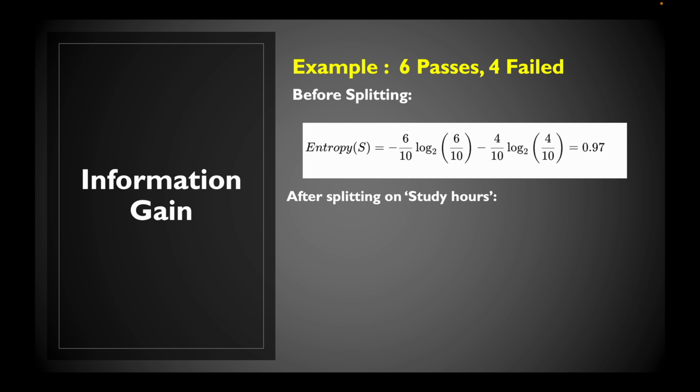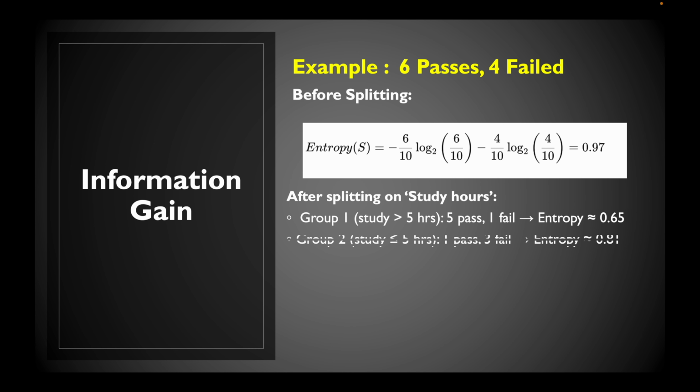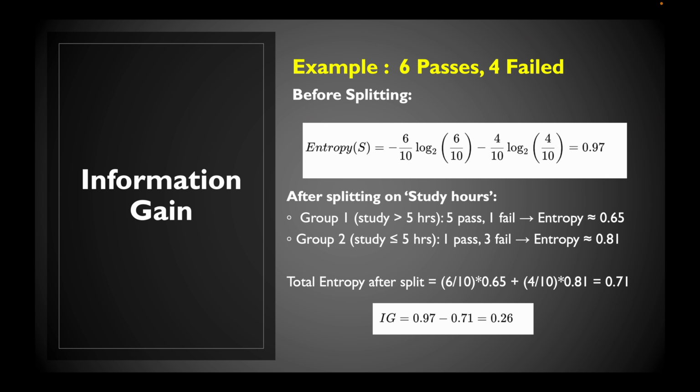Now, if we split on study hours, we can group like Group 1 and Group 2. Group 1 is students who study more than 5 hours, and in that group we have 5 pass and 1 fail, and its entropy calculation is 0.65. Similarly, Group 2 has the entropy as 0.81, and the weighted entropy after the split is 0.71. Therefore, the information gain is 0.97 minus 0.71, that is 0.26. So this tells us study hours is a good feature to split on.